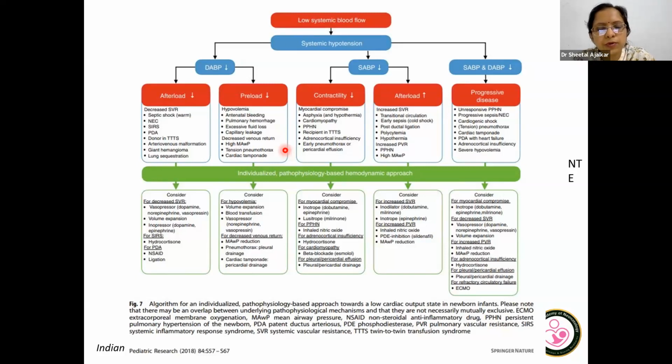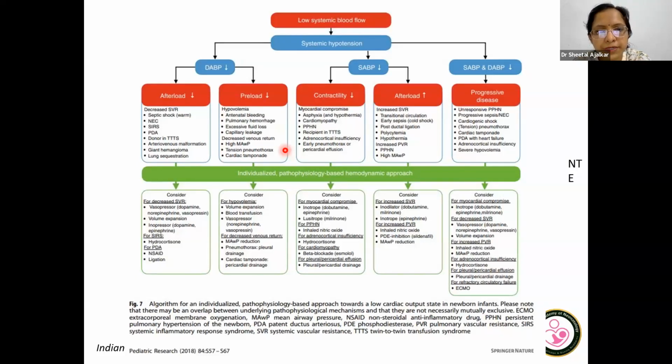Then, if the systemic blood flow is low, the systolic and arterial BP is less, it can be because of decreased contractility or increased afterload. If the contractility is low, myocardial dysfunction is there. It can be seen in cases of asphyxia, cardiomyopathy, PPHN, recipients in twin to twin transfusion syndrome, and adrenocortical insufficiency. It can cause myocardial dysfunction, and early pneumothorax or pericardial effusion. So in those cases, the systolic BP is low with poor myocardial contractility. In this case, we prefer a drug which is an inotrope as well as a vasopressor, because we want good contractility.